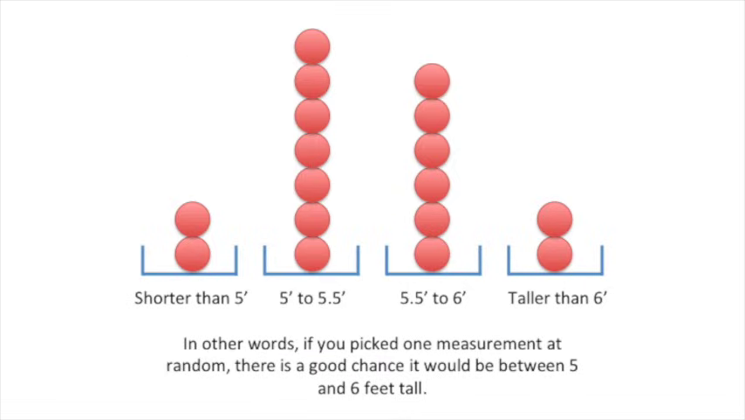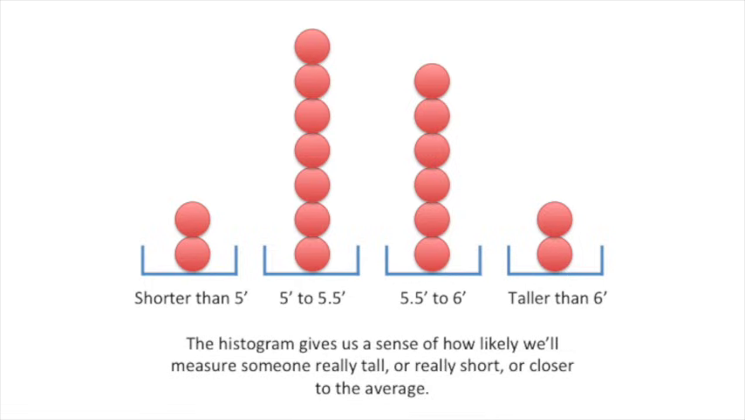In other words, if you picked one measurement at random, there's a good chance it would be between 5 and 6 feet tall. The histogram gives us a sense of how likely we'll measure someone really tall, or really short, or closer to the average.